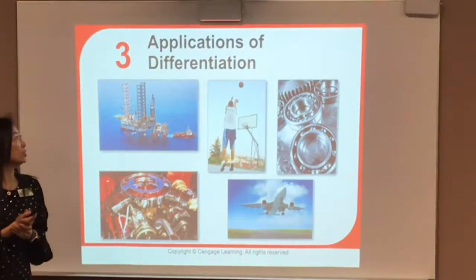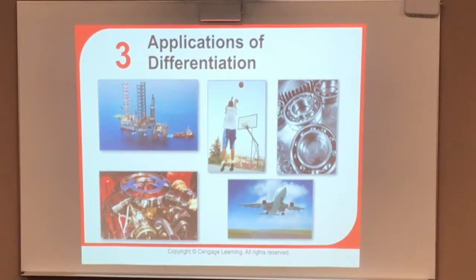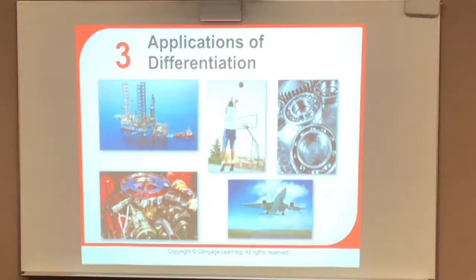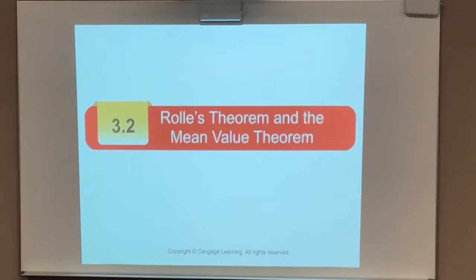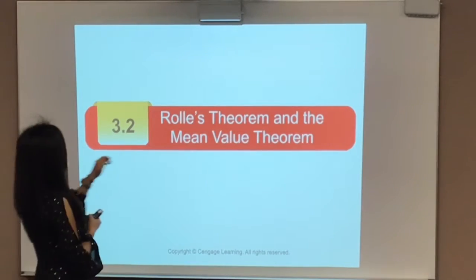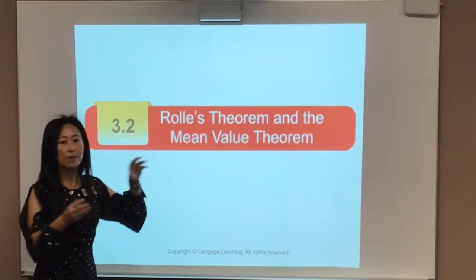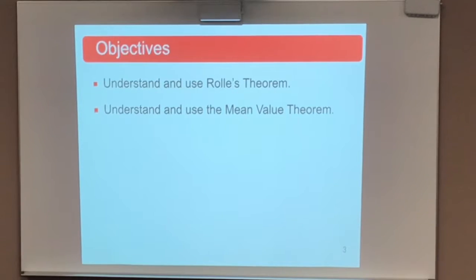Let's move on to 3.2. In 3.2, I'm just going to talk about two specific theorems, an application of differentiation. Still within application. They're called Rolle's theorem and the mean value theorem. Actually, they're the same theorem, using the same conditions, but they have a different first derivative as their answer. So understand and use Rolle's theorem, and understand and use the mean value theorem. That's the two things we're going to do.